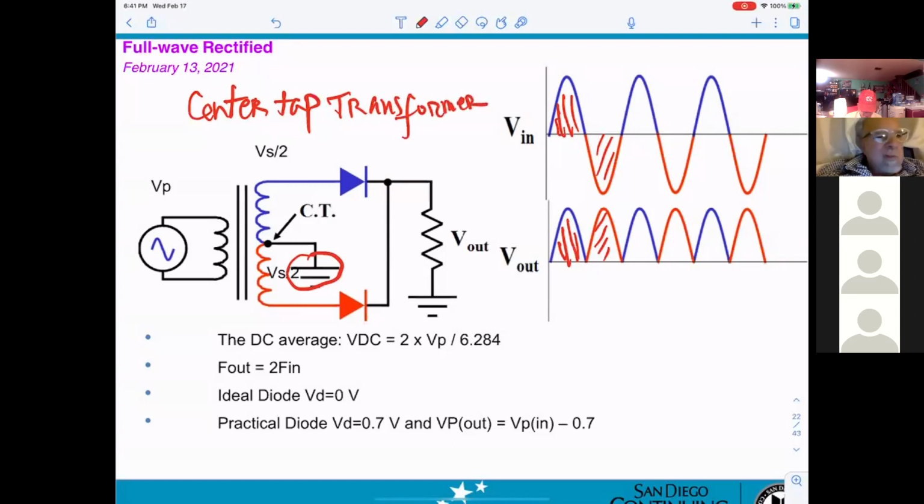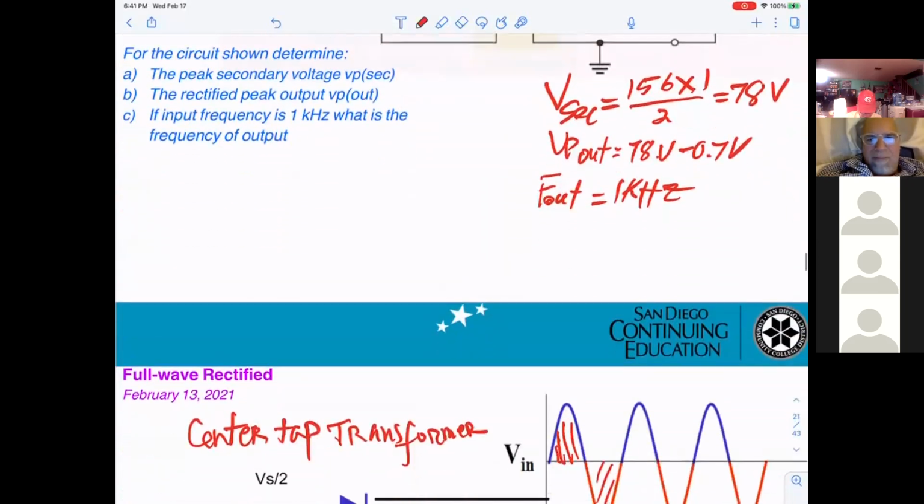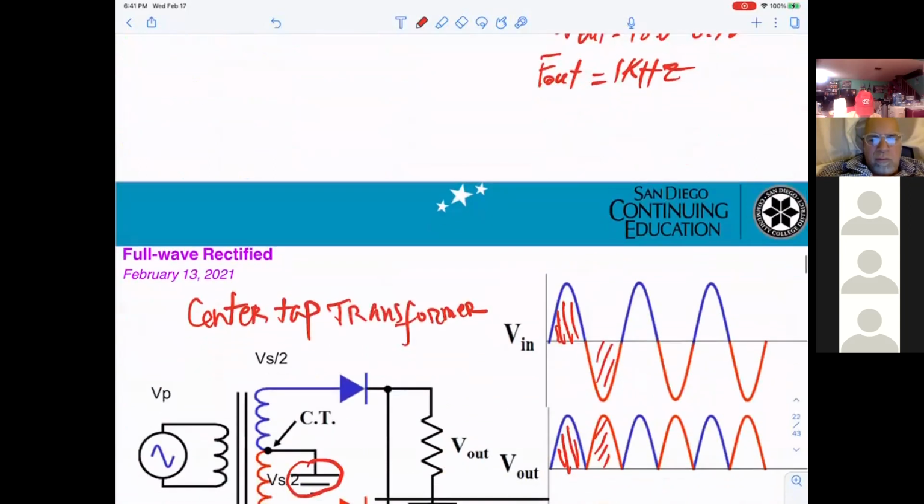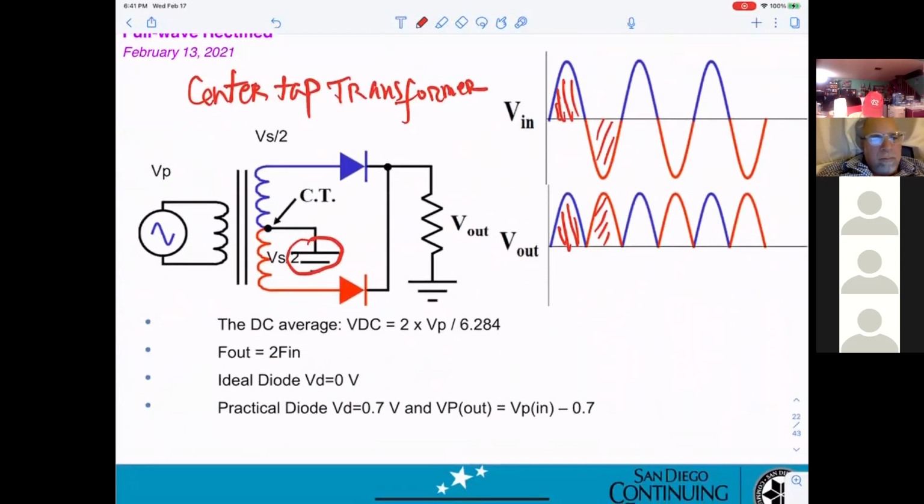If you're looking at the halfway point here, they don't have a tap right here. That's a normal transformer. And this one has a tap in the middle here. They call it a center tap. A center tap costs a lot more than a normal one. When you get the full-wave rectified output, in this case the ideal diode drop is 0 volts, practically 0.7. And the output V peak out equals V peak minus 0.7.